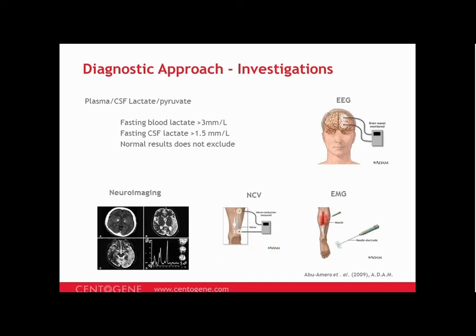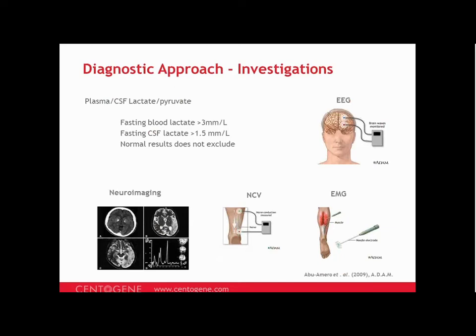But for sure, normal plasma or CSF results do not exclude mitochondrial disorders, though they are very helpful. Here you see the MRI, MRS, and NCV, EMG, and EEG investigations, which are very helpful at the second tier as metabolic and imaging studies.